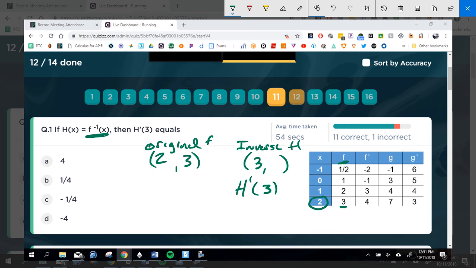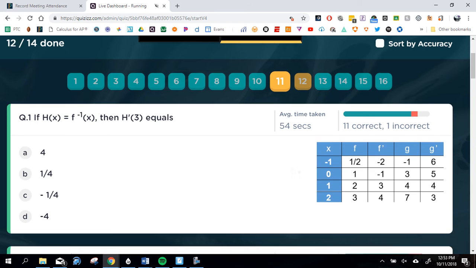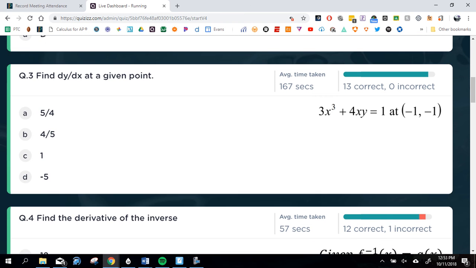So I've got that. Once I've done that, what do I need to do? F prime, yep. F prime of 2. And so then I'm looking at my chart, f prime at 2. That's this guy right here. That's 4. And so my inverse derivative is going to be the reciprocal of that. It's 1/4. Anything else? Any other problems that you want me to talk about that threw you off?